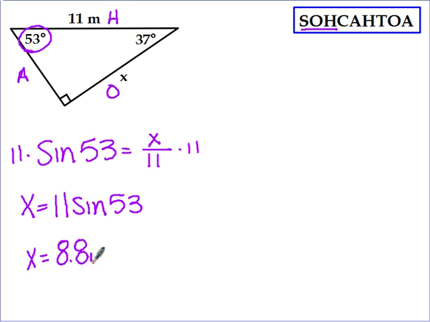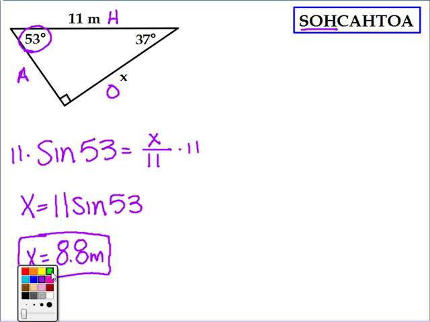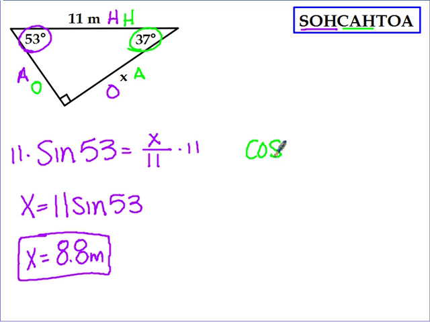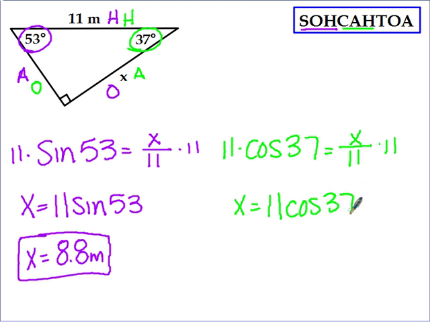However, if I use the other angle, 37, this is still the hypotenuse, but now this is the opposite and the adjacent. So this time I'm going to use cosine. So I could use the cosine of 37 equals x over 11. And you're going to get the same answer. 11 times the cosine of 37 is still 8.8. So you're going to get the same answer no matter what.